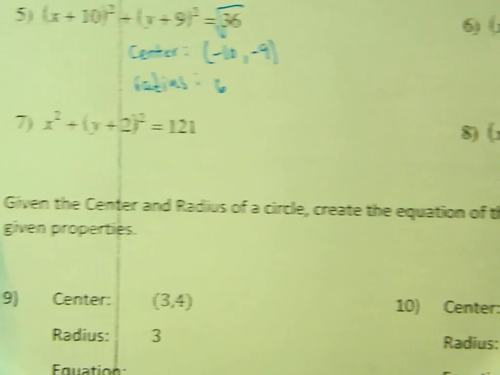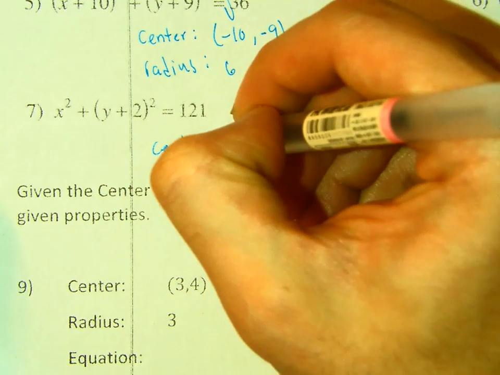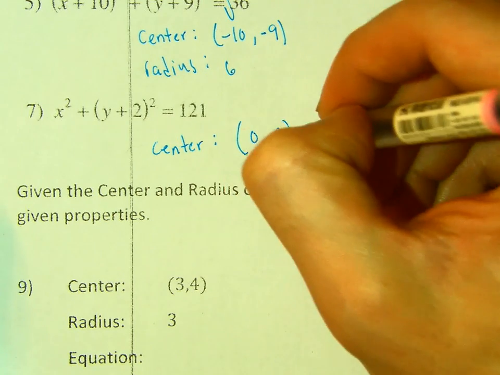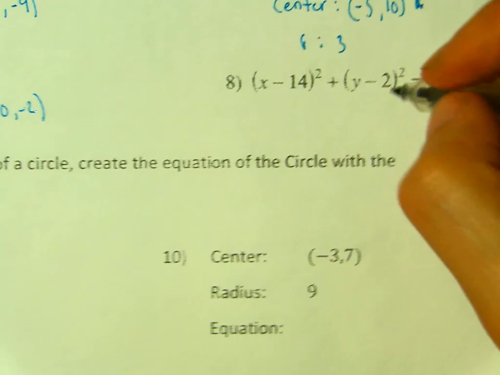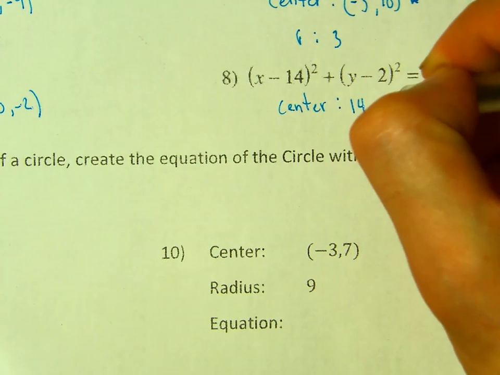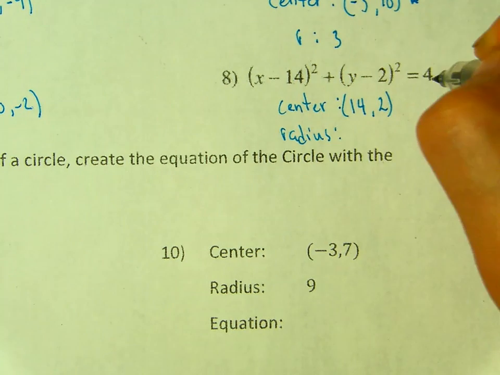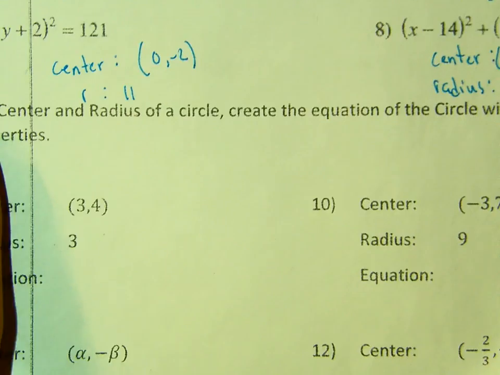Next one. Your center will be 0, negative 2, and the radius is 11. Next one. Your center is 14, 2, and your radius is the square root of 4, which is 2. Now let's look at the next part.